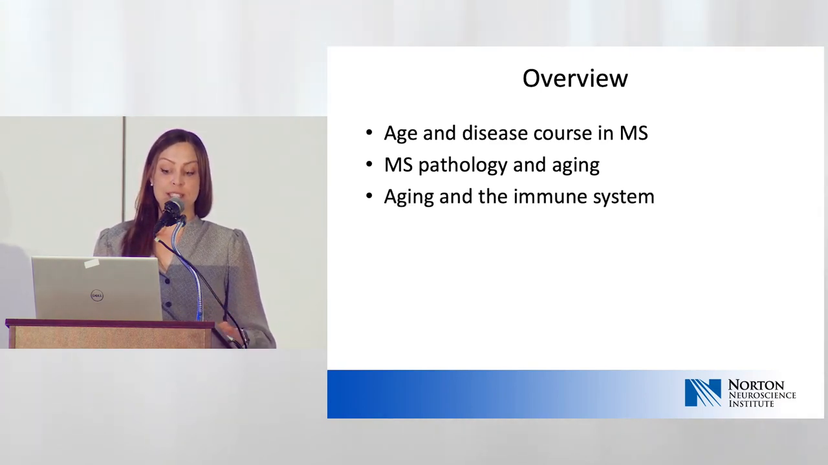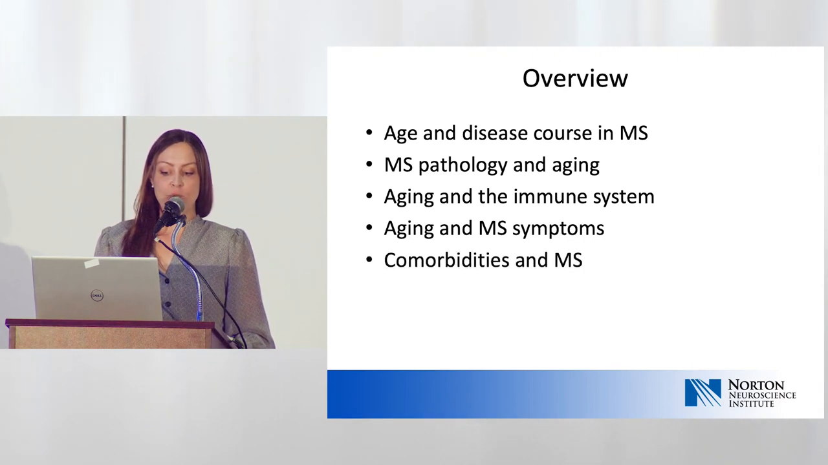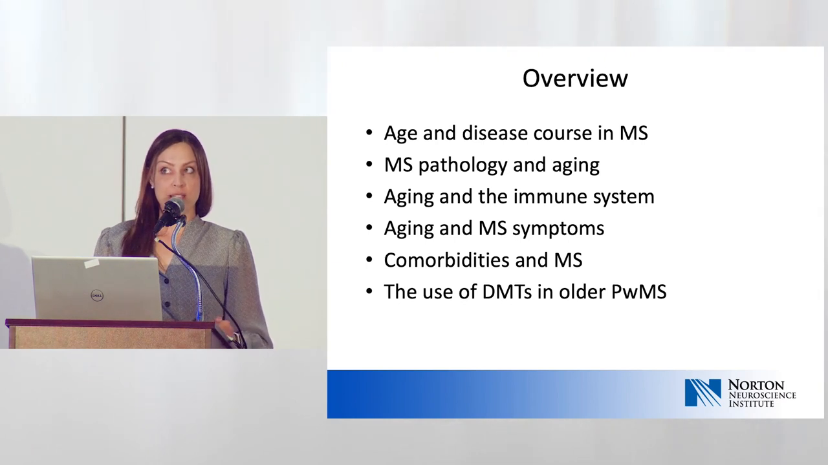We're going to look at the immune system and aging, what happens with MS symptoms as we age, and what about other diseases, especially ones that become more common as we get older, and multiple sclerosis, what interaction do those have? And then lastly, we'll talk about a hot topic in the MS world right now, which is the use of disease-modifying therapies, or the medications we use to treat multiple sclerosis in older people with multiple sclerosis. That's what that PWMS stands for, people with multiple sclerosis.